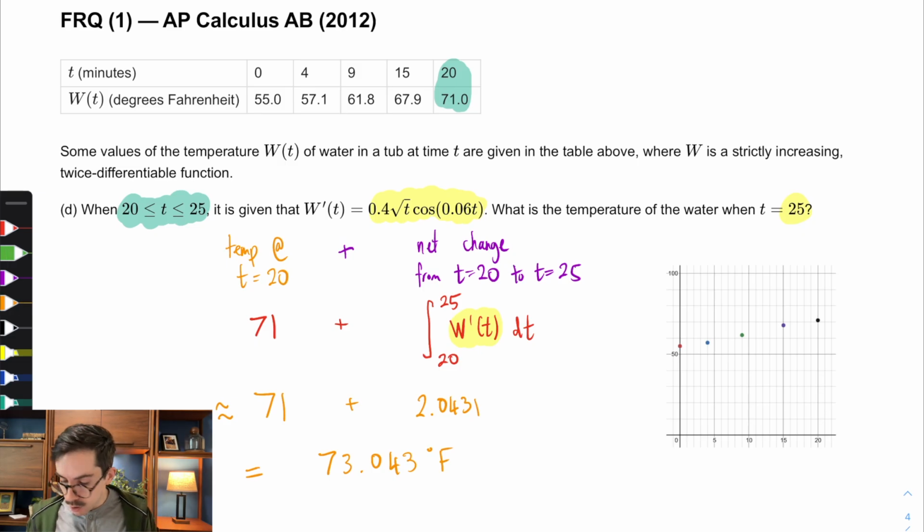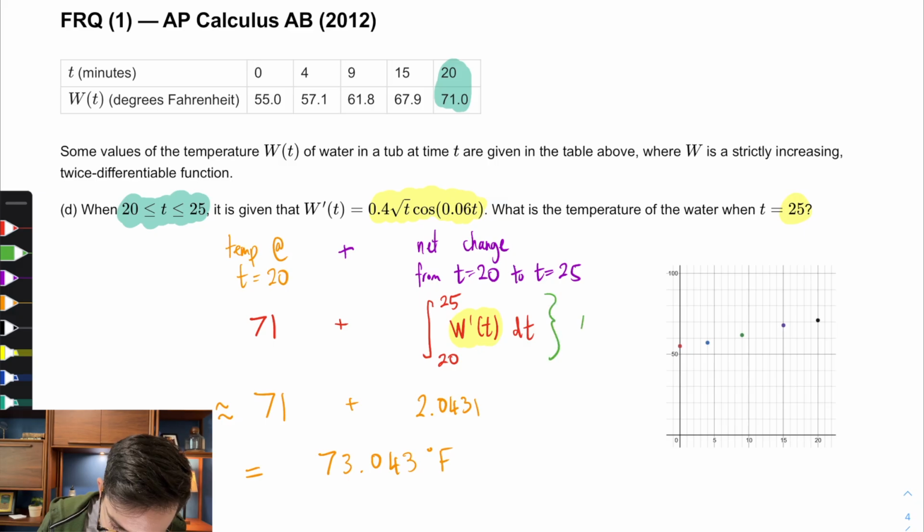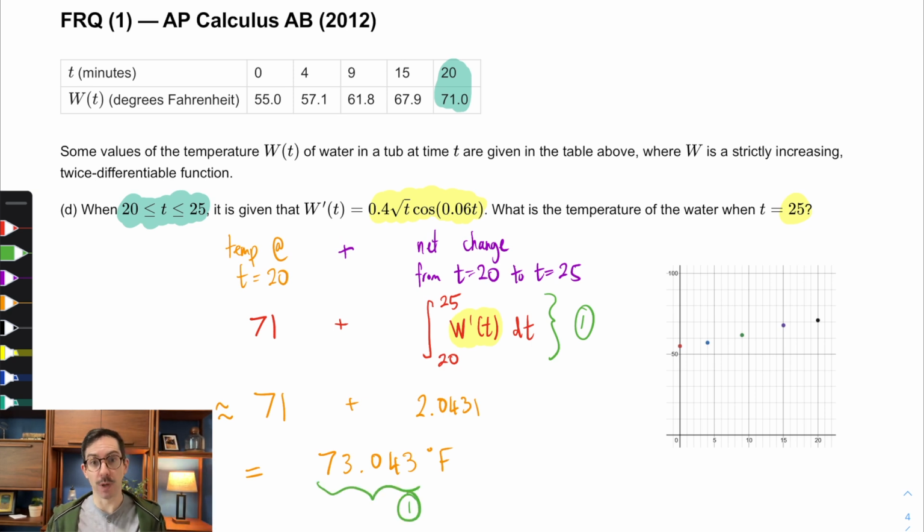So how are our points divvied up? Well, we got 1 point for writing down an integral, something like that, really applying our net change theorem. And then we got 1 point for our final answer, adding on that initial value of 71 degrees.